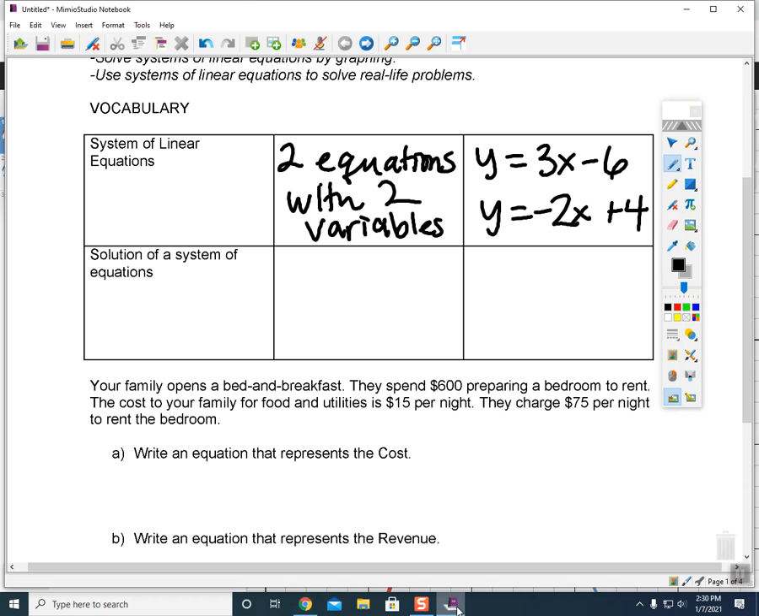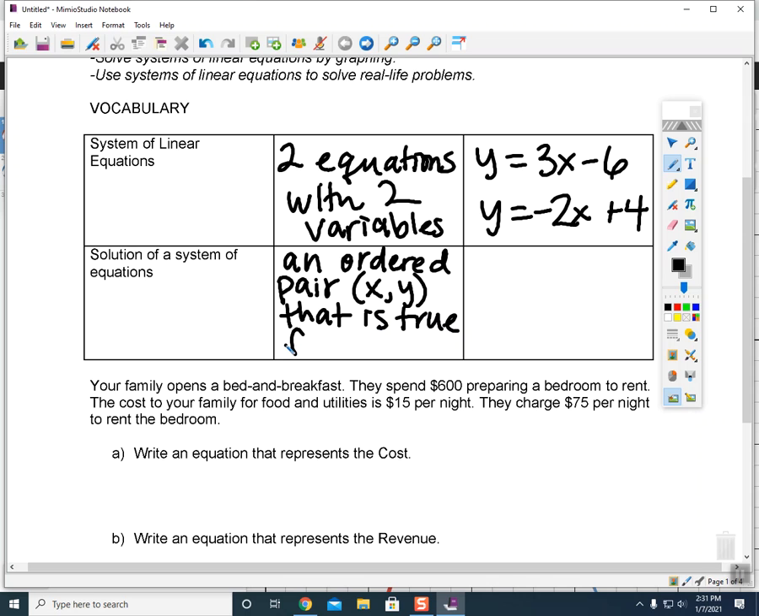What we call that is the solution of our system of equations. So the solution of a system of equations is an ordered pair, which we write as x, y, an ordered pair that is true for both equations.